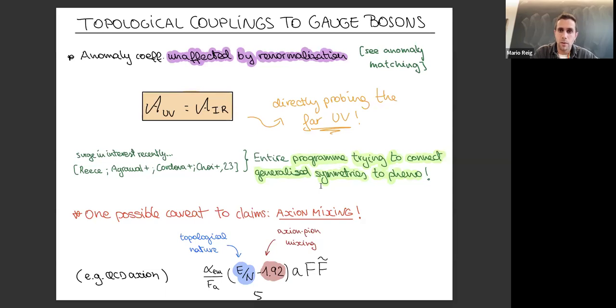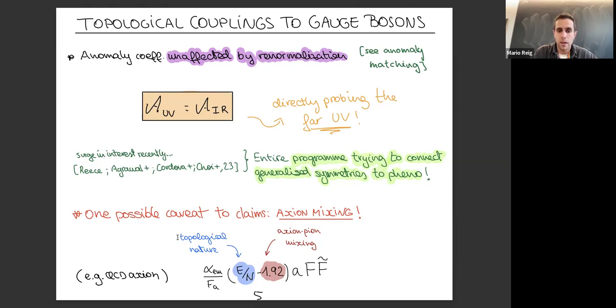Now, whenever someone makes some argument using quantization of some axion coupling or related coupling, you should always have in mind a possible caveat which is related to axion mixing. So let's take the QCD axion. In the QCD axion, you have, as I said, the coupling to photons, which is of this form, A F F dual, with F being the field strength of electromagnetism, of QED.